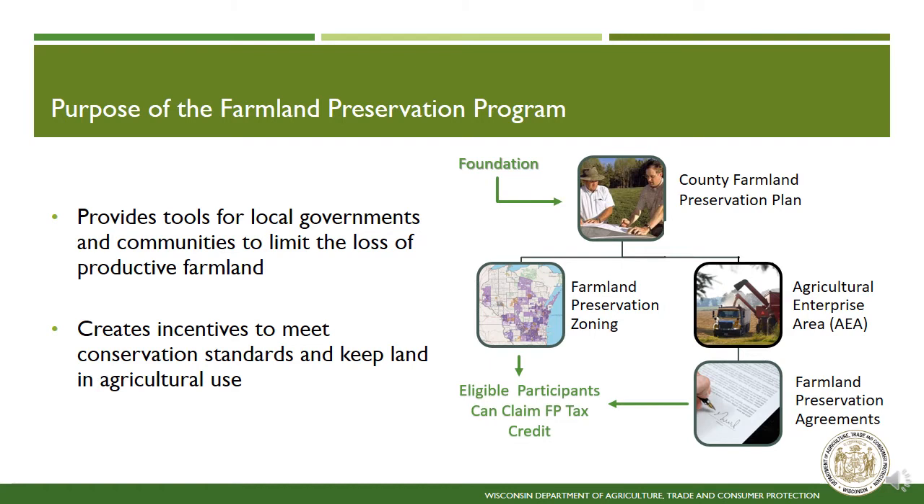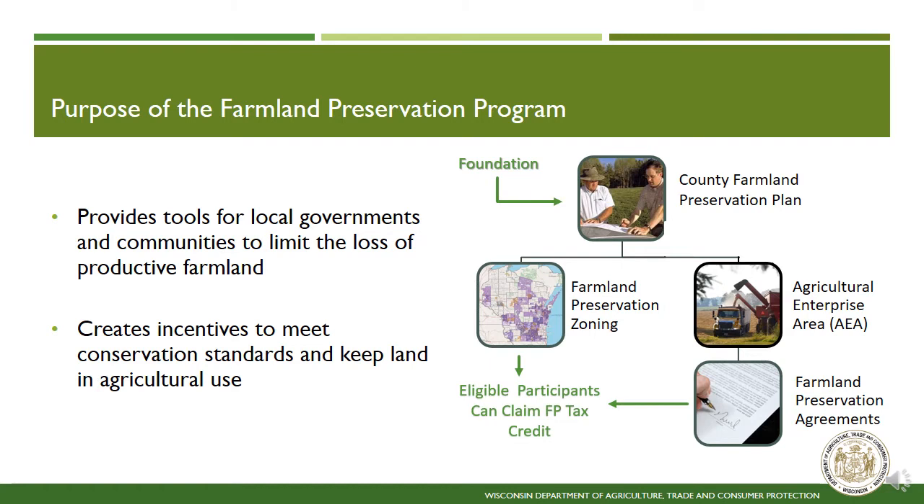The Farmland Preservation Program is made up of four main parts. The foundation of the program are the county farmland preservation plans. Counties must have a farmland preservation plan in place in order to implement the two halves of the program. The first half is farmland preservation zoning. Farmland preservation zoning is a local zoning ordinance with a specialized agricultural zoning district that is certified by the state. Farms that are located within the district are then eligible to participate in the program.